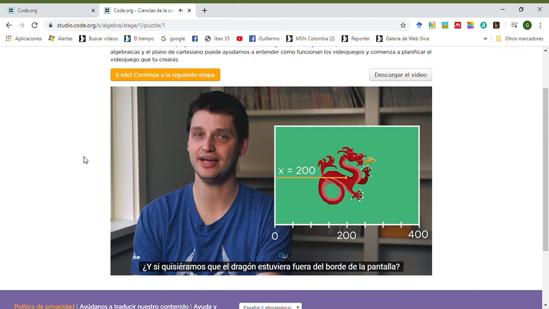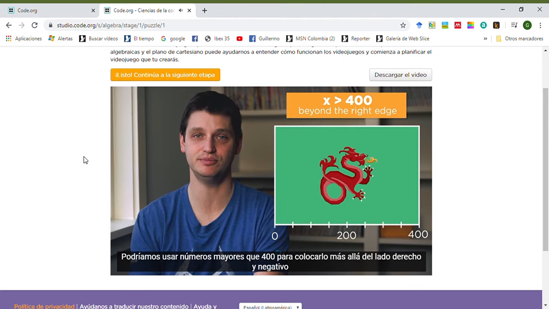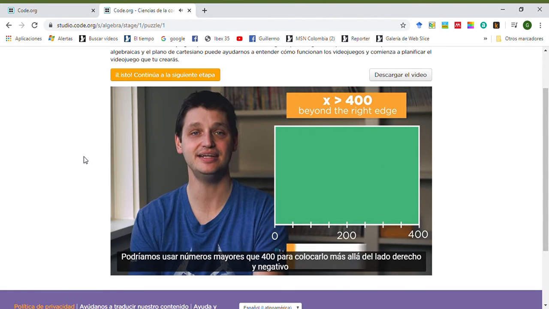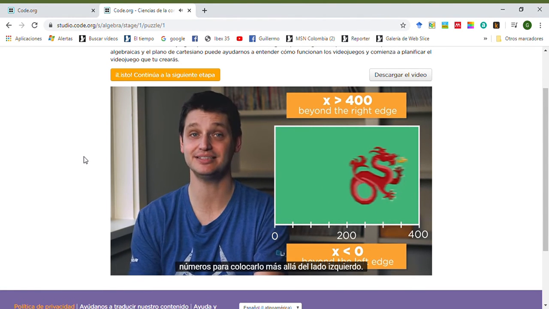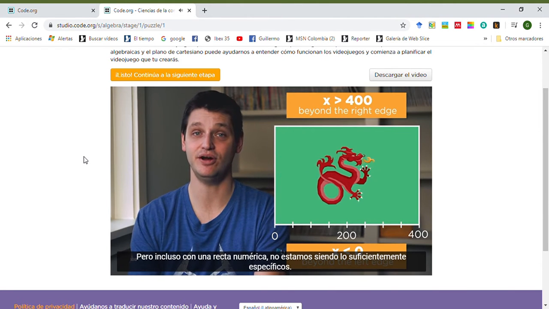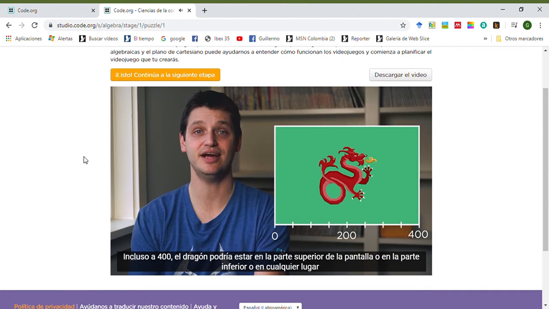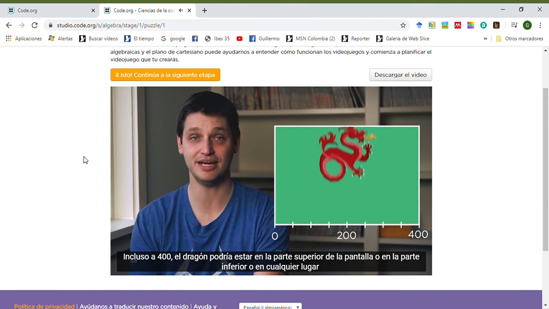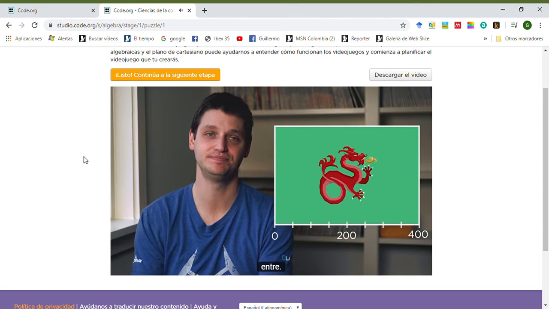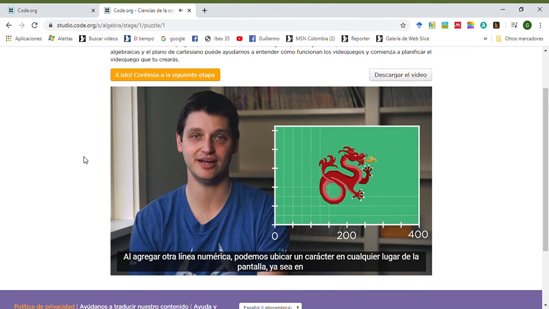What if we wanted the dragon to be off the edge of the screen? We could use numbers bigger than 400 to place him past the right-hand side, and negative numbers to place him past the left-hand side. But even with a number line, we aren't being quite specific enough. Even at 400, the dragon could be at the top of the screen, the bottom, or anywhere in between. By adding a second number line, we can locate a character anywhere on the screen in either dimension.